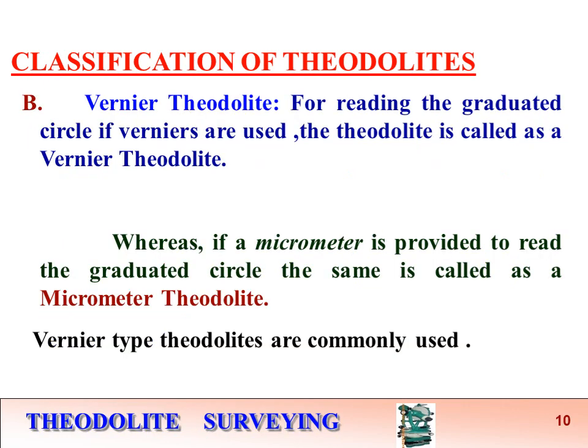Then the next type of theodolites are vernier theodolite. For reading the graduated circle, if verniers are used, the theodolite is called a vernier theodolite, whereas if a micrometer is provided to read the graduated circle, the same is called a micrometer theodolite. Vernier type theodolites are commonly used.